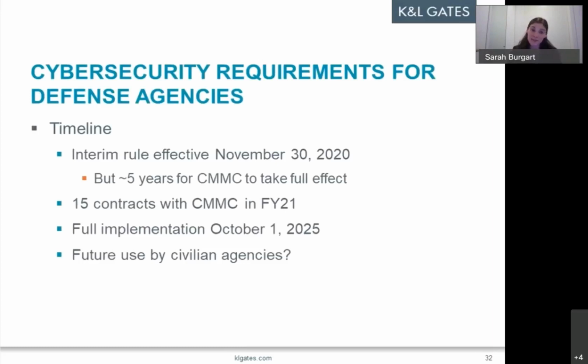And then the last bit that I will leave you with, for those couple people who maybe don't even have DoD contracts, is that DoD has mentioned it does expect civilian agencies to pick up on this framework and implement something similar within the next several years. So we've heard there may be more information coming out about this later this year. So we will stay tuned for that.